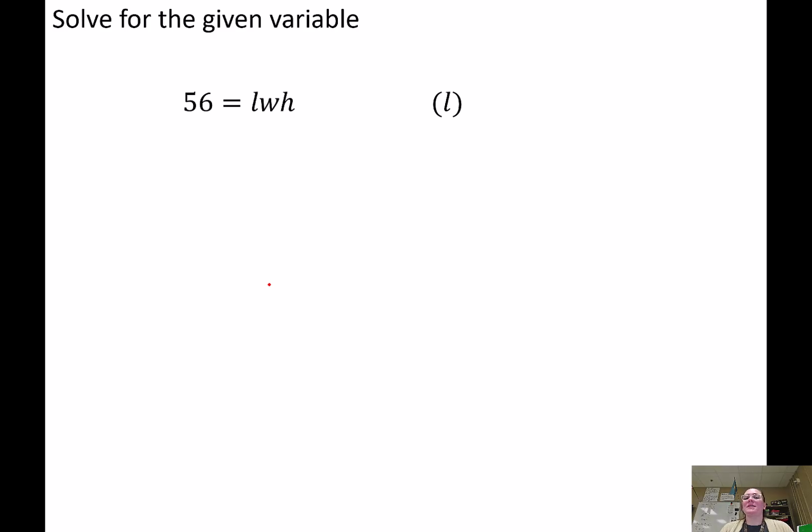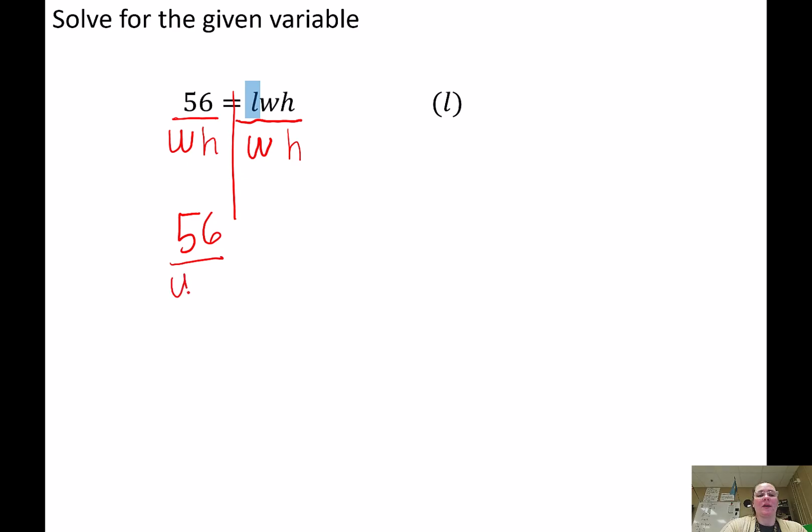All right, I've got 56 is equal to the length times the width times the height. And in this one, I want to solve for L. We have nothing that's adding or subtracting to L, but we do have W and H, which are multiplying. And since they're both multiplying, I'm going to, in one step, divide both of those. So I end up with 56 over WH equals L.